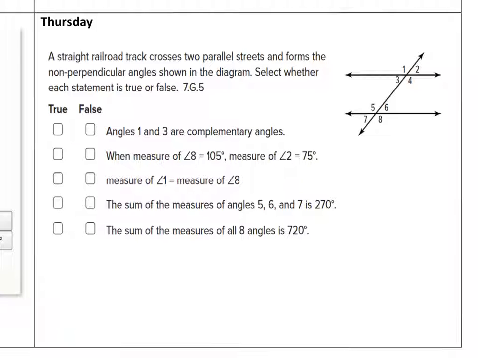So our first statement, angles 1 and 3 are complementary angles, so we have to look over to the right-hand side in our diagram. Number 2, when measure of angle 8 is 105 degrees, measure of angle 2 is 75 degrees. For the third one, measure of angle 1 is equal to measure of angle 8. Our fourth one, the sum of the measures of angles 5, 6, and 7 is 270 degrees. And our last one, the sum of the measures of all 8 angles is 720 degrees.